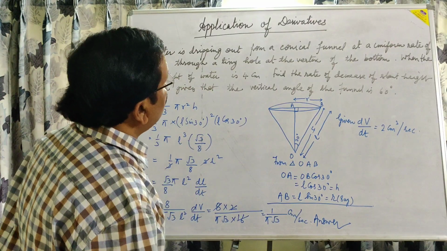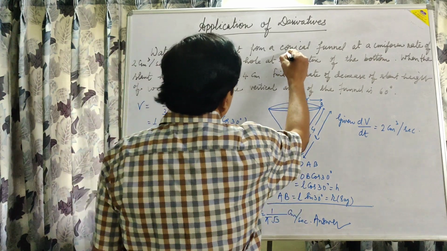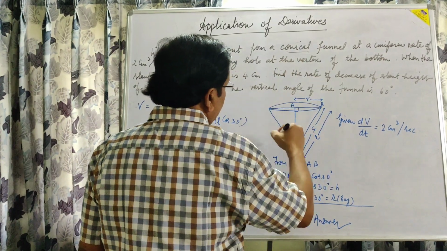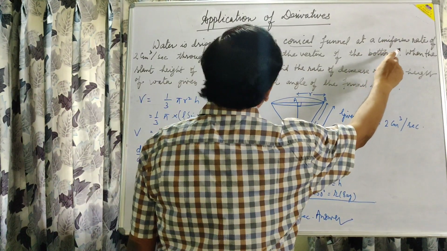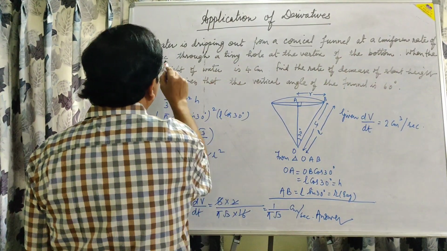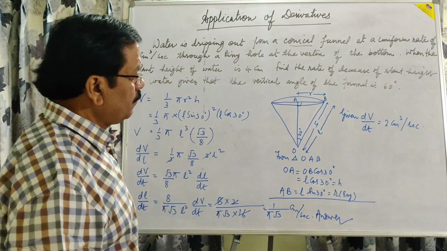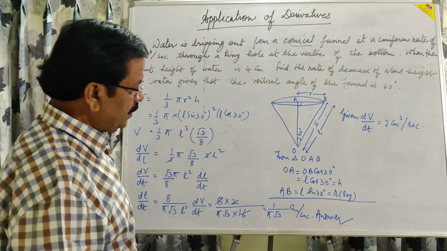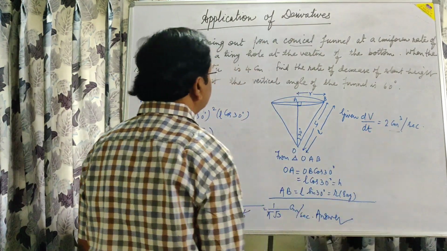Water is dripping out from a conical funnel. The funnel is conical, meaning it will be like this cone, and water drips at a uniform rate of 2 centimeter cube per second, meaning the rate of change of volume of water dripping out is 2 centimeter cube per second. dV by dt is 2.